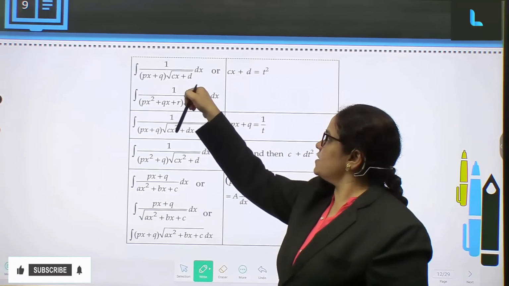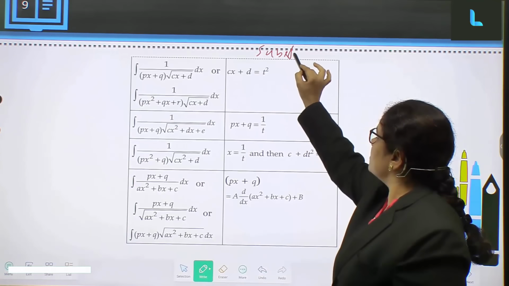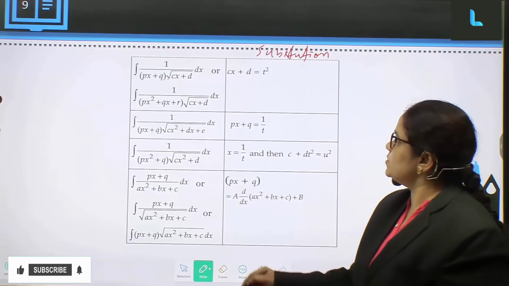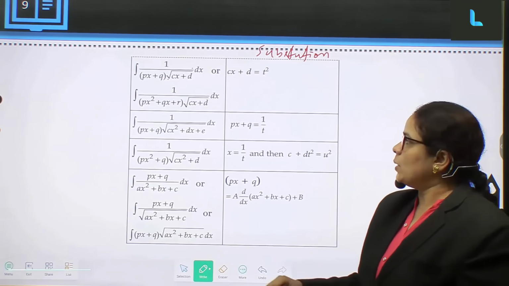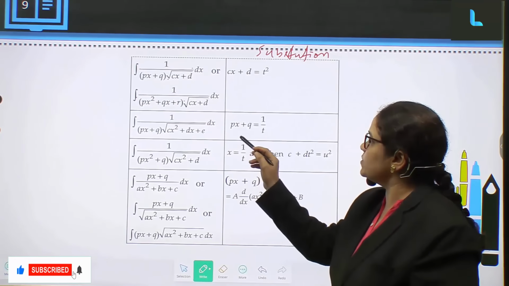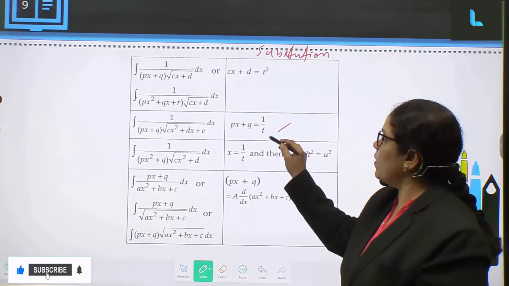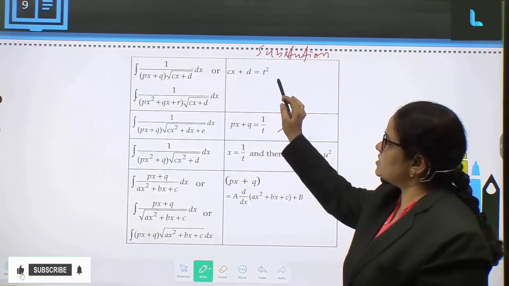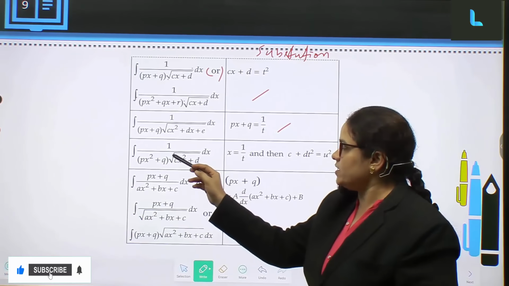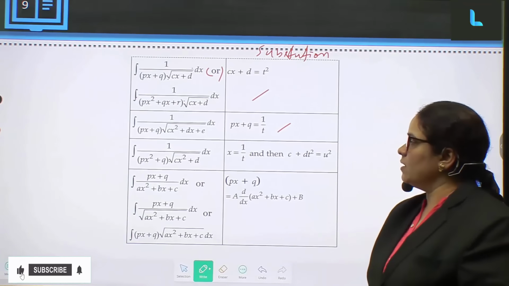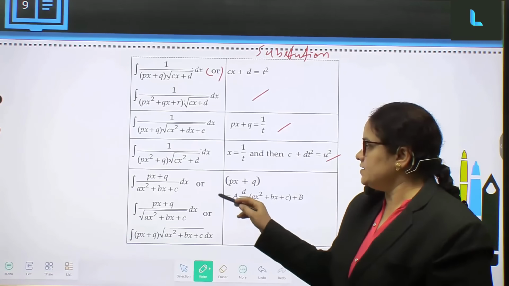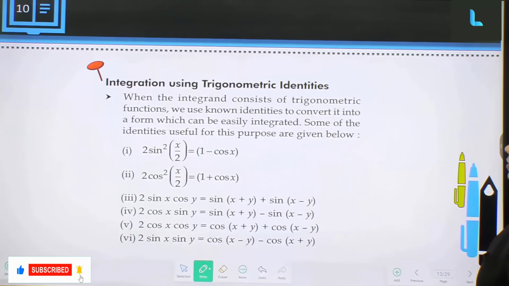Next, in the same table, these are integrals and this column is substitutions. The remaining continuation: integral of 1 by px plus q into square root of cx plus d into dx. Here the substitution is cx plus d equal to t square. In the integral of 1 by px square plus qx plus r into square root of cx plus d into dx, you can write px plus q equal to 1 by t, and here also cx plus d equal to t square. For these two integrals you can use this substitution. And last, integral of 1 by px square plus q into square root of cx square plus d into dx: x equal to 1 by t, and then c plus dt square equal to u square. In these integrals also we can use this substitution.